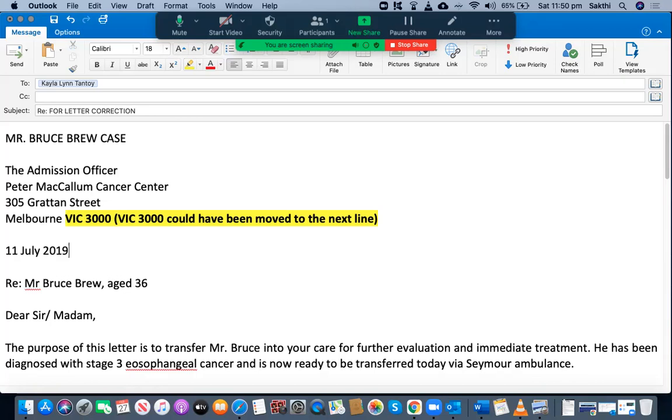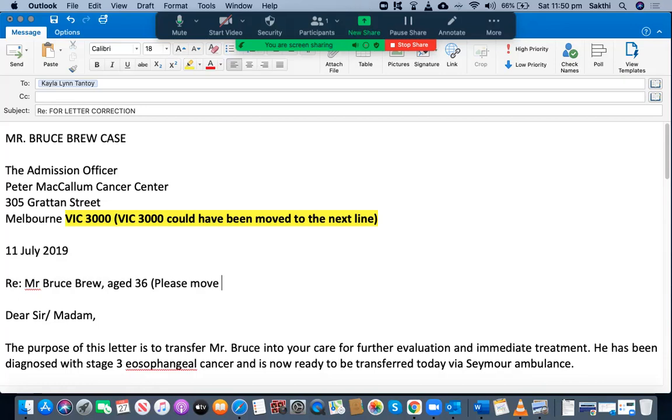And she has written the date. That's good, that's in the correct format. I'm happy with that. And then she has written the reference details of the patient. One of the mistakes she has committed is that she has reversed the order of the reference details and the salutation of the addressee. Reference details need to be after the salutation and before the introduction paragraph.